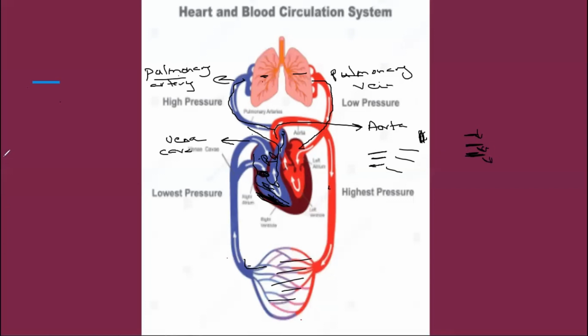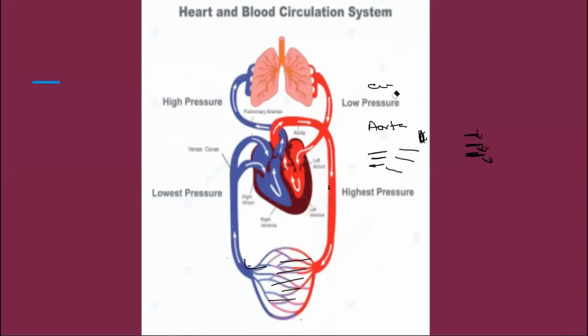And the right side of the heart has thin muscles. So thin muscles means high blood pressure cannot be generated. So this is how the right part of the heart is sending the blood at a comparatively low pressure to the lungs. In what two ways?